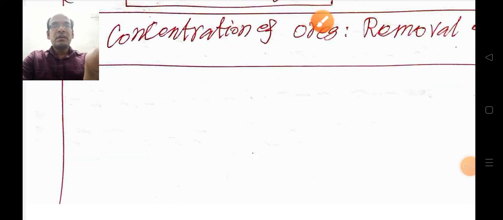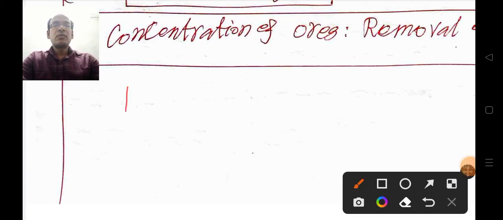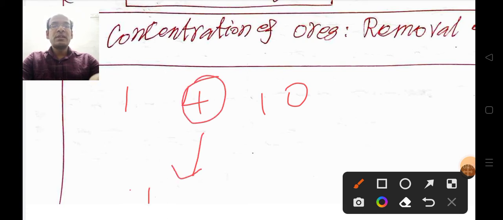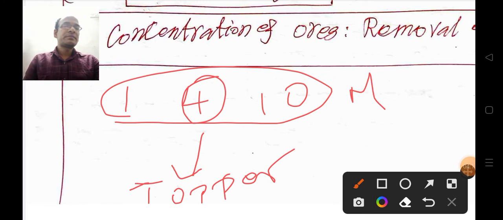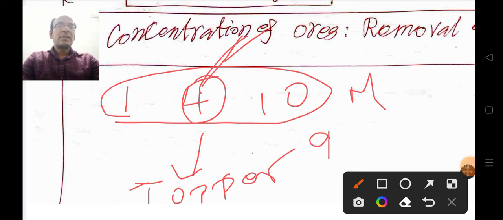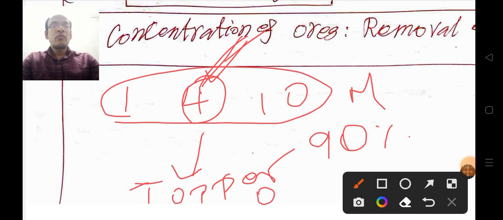That is, among the 1 to 10 students, the 4th student takes the high percentage, therefore that student is called a topper. Like that, these students are equal to minerals. This 4th student takes more than 90%. Like that, this 4th mineral after extraction has the highest percentage of metal. Therefore, that mineral is called the ore.